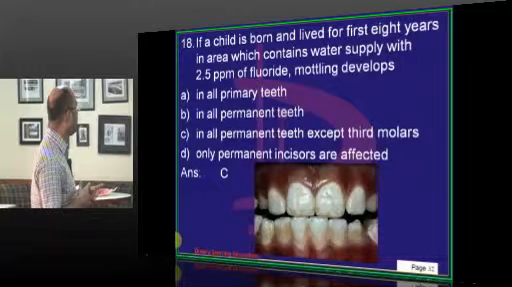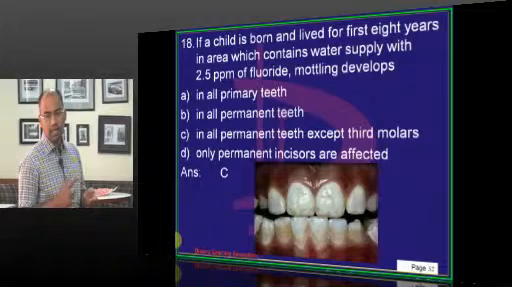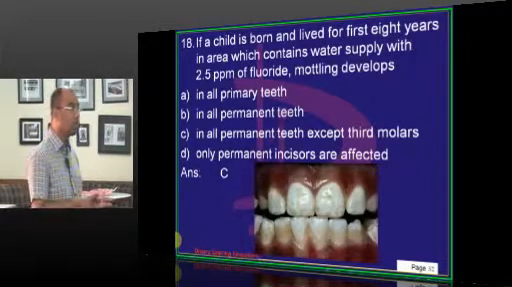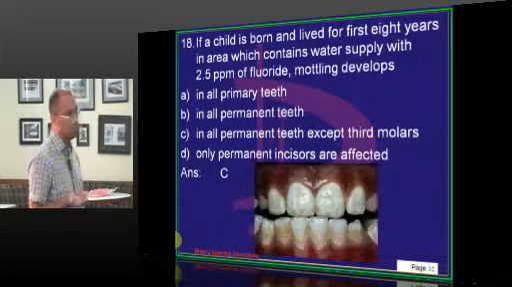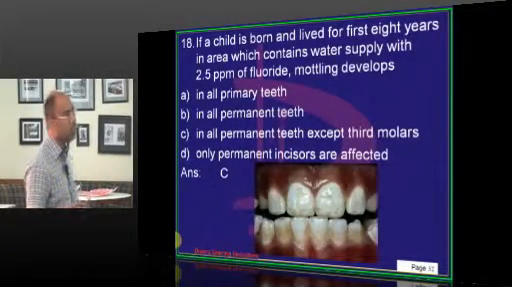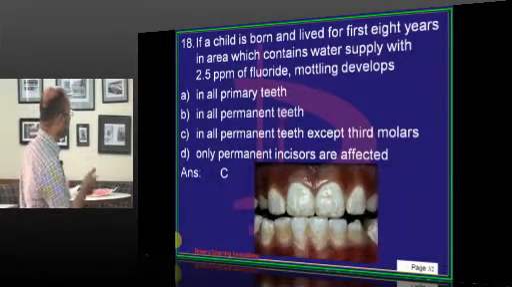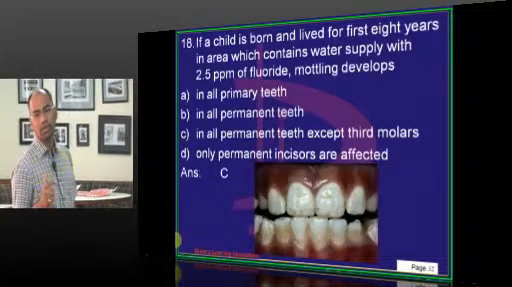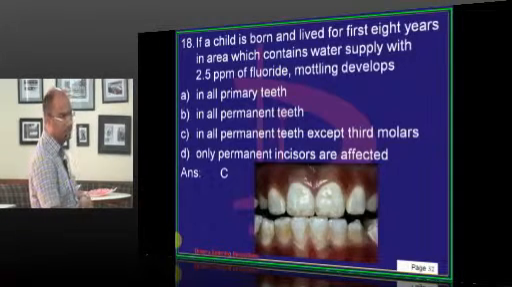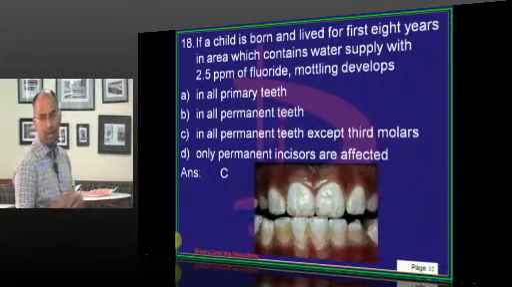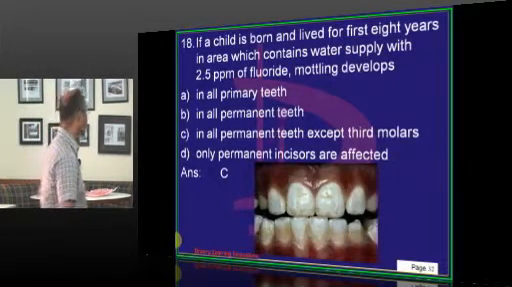So by 8 years, most of the teeth are calcified, isn't it? Calcification begins for all the teeth. Your first permanent molar will start at birth, and the last tooth which is left is your third molar. The third molar is at the age of 7 or 8 years, isn't it? Or after 8 years. So other than third molars, all the permanent teeth are affected, isn't it? So if a child has lived for the first 8 years in a fluoride area, then all the permanent teeth are affected except for the third molars.